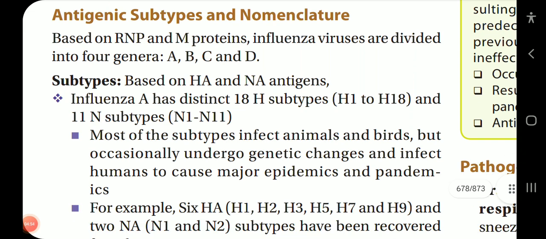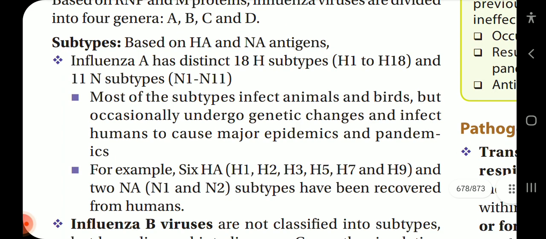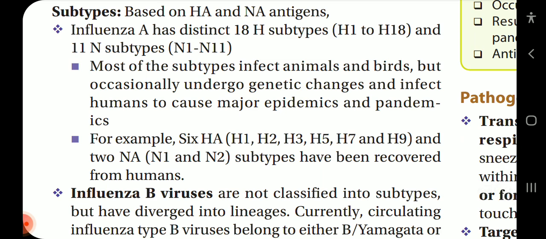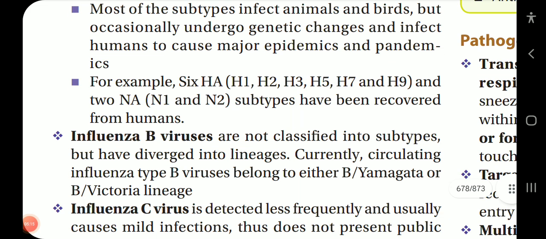Based on RNP and M proteins, influenza viruses are divided into four genera: A, B, C, and D. Subtypes are based on HA and NA antigen. Influenza A has 18 distinct H subtypes, H1 to H18, and 11 N subtypes, N1 to N11. Most of the subtypes infect animals but occasionally undergo genetic changes and infect humans to cause major epidemics and pandemics. For example, 6 HA subtypes H1, 2, 3, 5, 7, and 9, and 2 NA subtypes N1 and N2 have been recovered from humans.